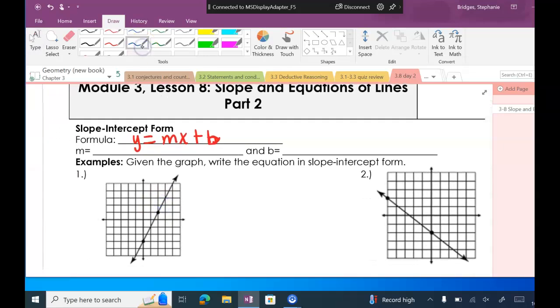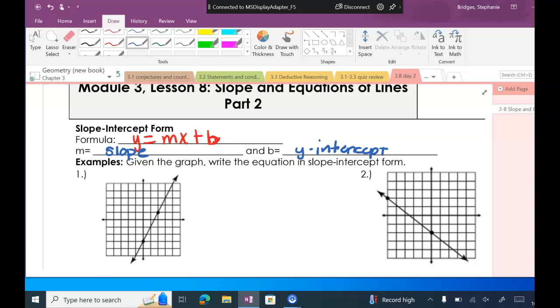In that equation, m represents what? The slope. And b represents my y-intercept. Okay, so in the equation y equals mx plus b, m is where we put the slope, and b is where we put the y-intercept.